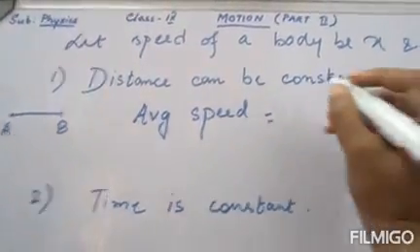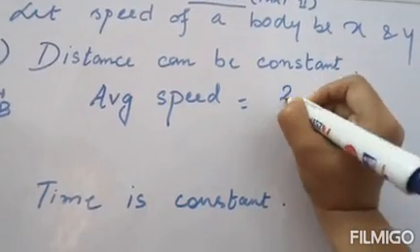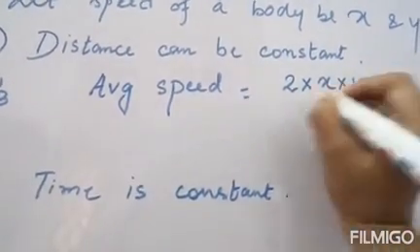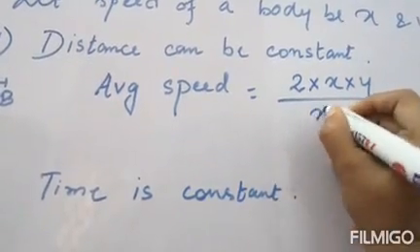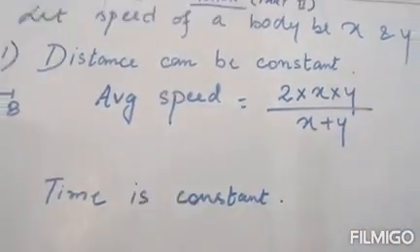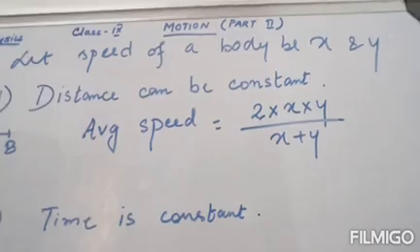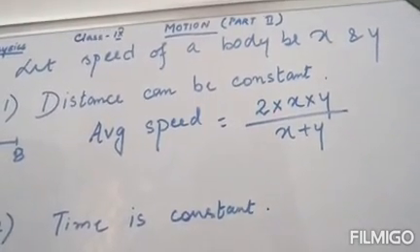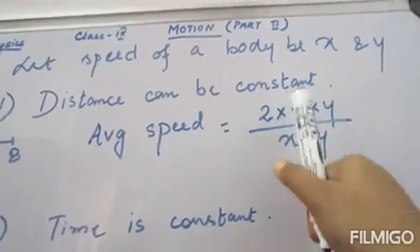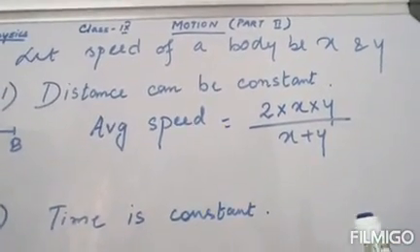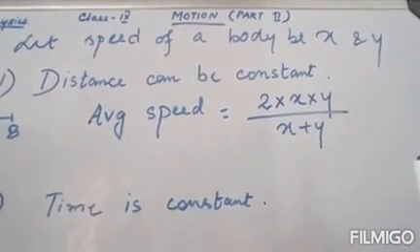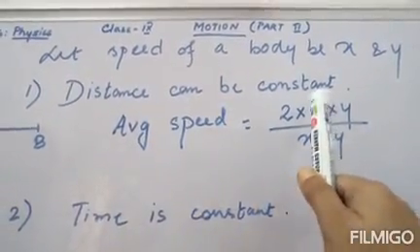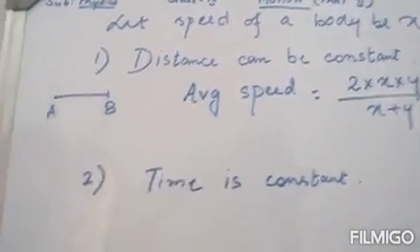If that is the case, we find the average speed by 2 into x into y by x plus y. What are x and y? X and y are the two different speeds. This is the case when the distance is constant.